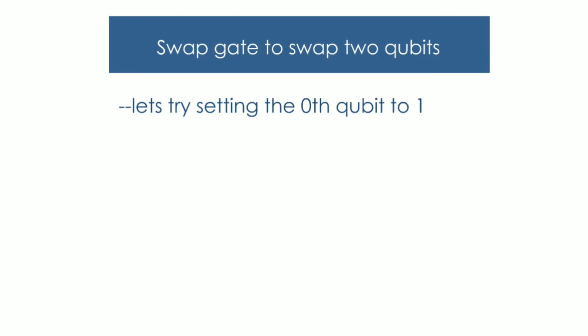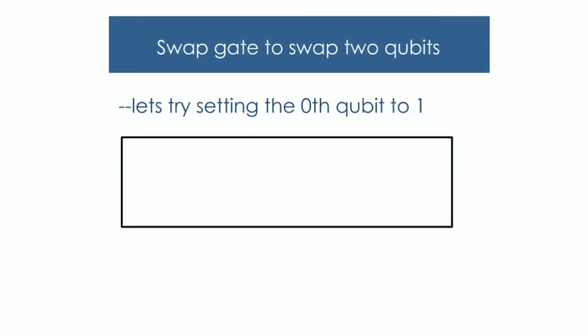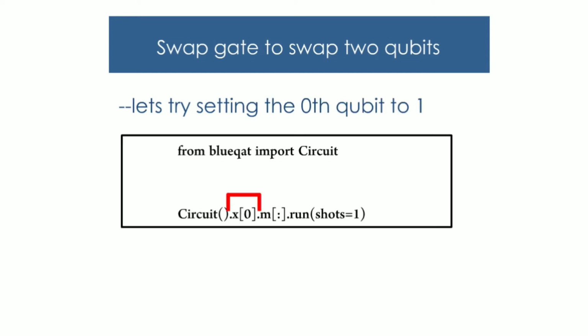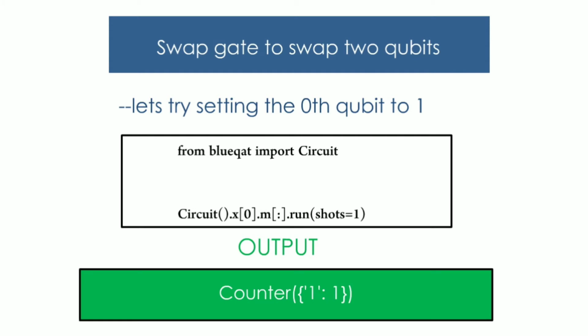Now let us try setting the 0th qubit to 1. Type the code that is shown here. The x0 makes the 0th qubit 1, and if you run this code, we get the output as 1.